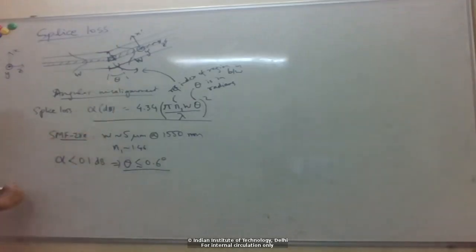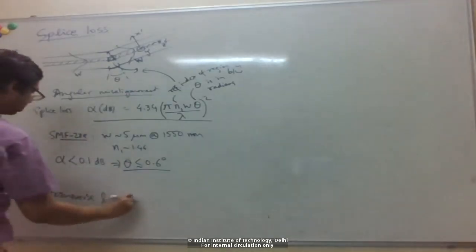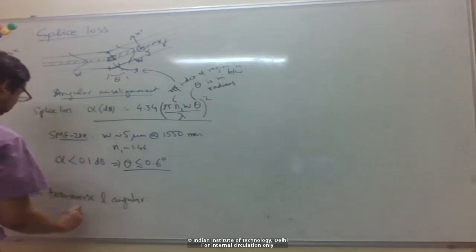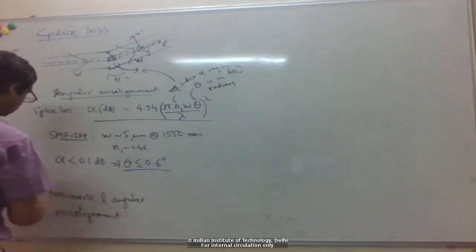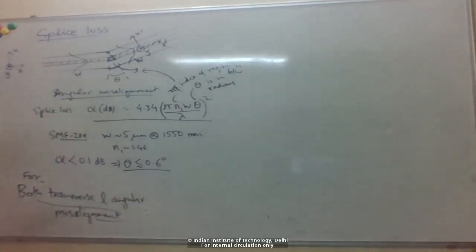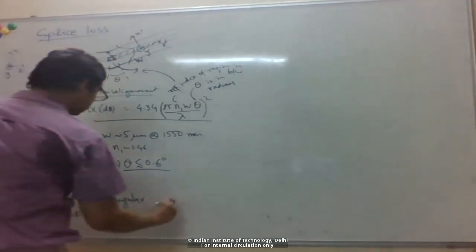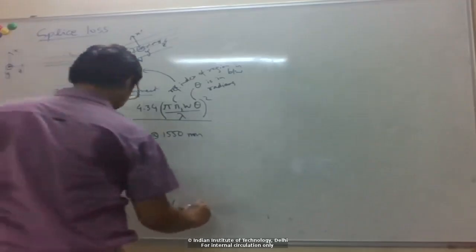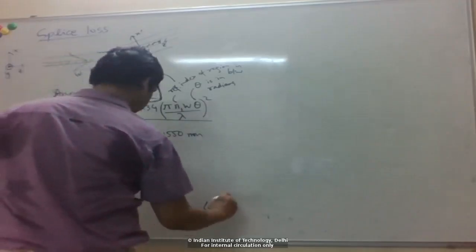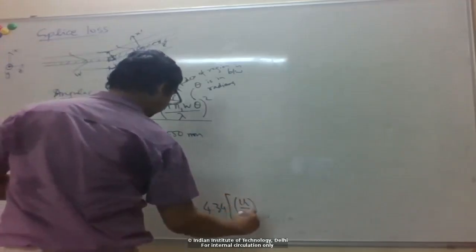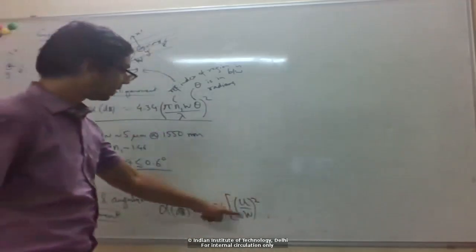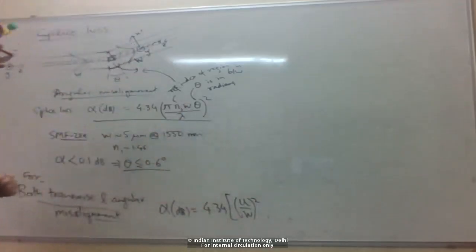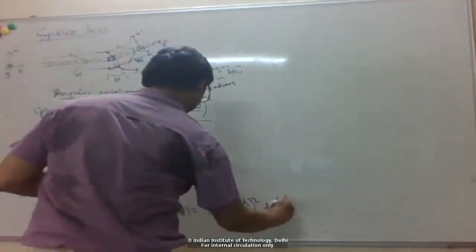If we have both the transverse misalignment and angular misalignment, which would be the general case, we just consider them as independent losses and add them up. So the total splice loss: from the transverse misalignment, we get this term in U over W, using the misalignment, and then from the angular misalignment, we get this.